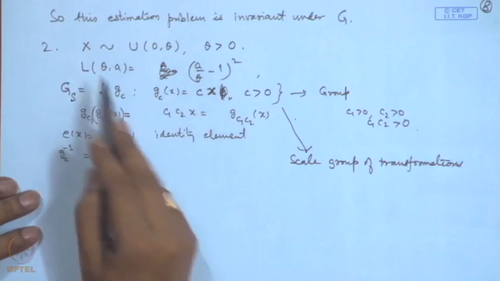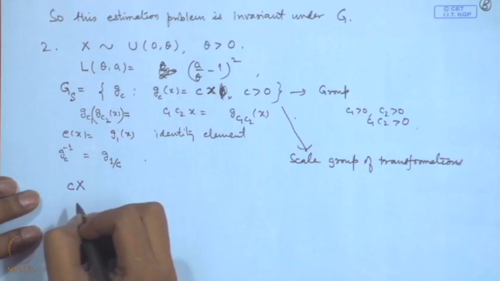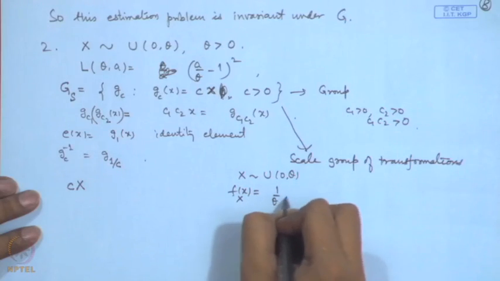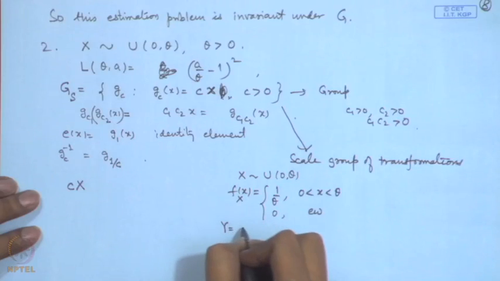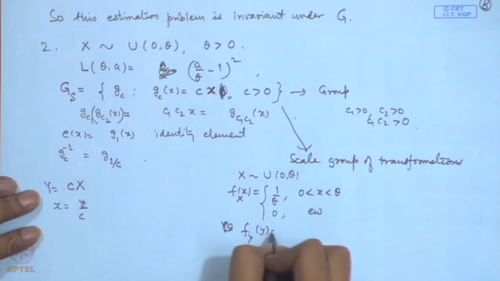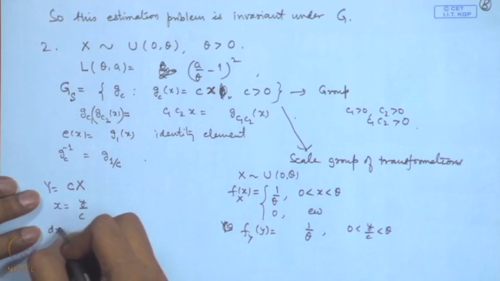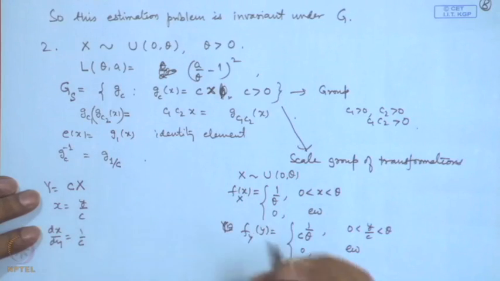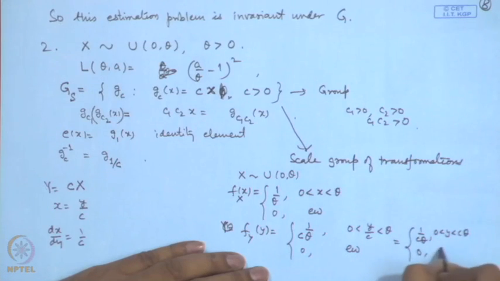Let us see whether this estimation problem is invariant under the scale group. So, let us consider the distribution of c x. If X follows uniform 0 theta, that means the density function f(x) is equal to 1 by theta between the points 0 to theta, it is 0 elsewhere. Let us consider y is equal to c x, that is x is equal to y by c. So, the density of y is then equal to 1 by theta, 0 less than y by c less than theta, and you have dx by dy is equal to 1 by c. So, 1 by c will come here, it is 0 elsewhere. So, this we can write as 1 by c theta, 0 less than y less than c theta, 0 elsewhere.